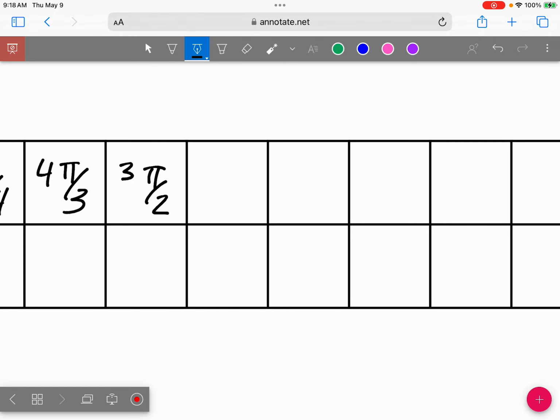We're almost to the end. Oh my gosh, there's so many of these. 5 pi over 3, 7 pi over 4. Where'd my pi go? There it is. 11 pi over 6, and 2 pi.